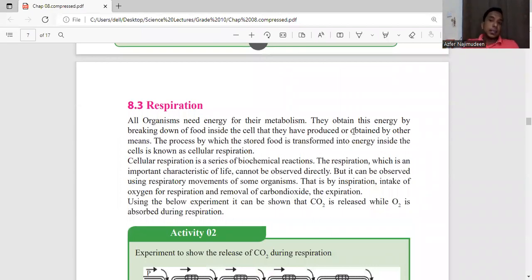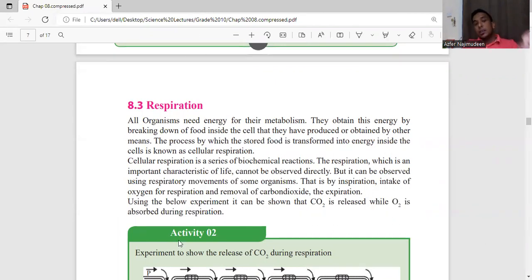This is the second characteristic of a living organism. Let's move on to the third, that is respiration. This will be the last characteristic that I'm explaining for part A of this chapter. The next part will be in our next video.